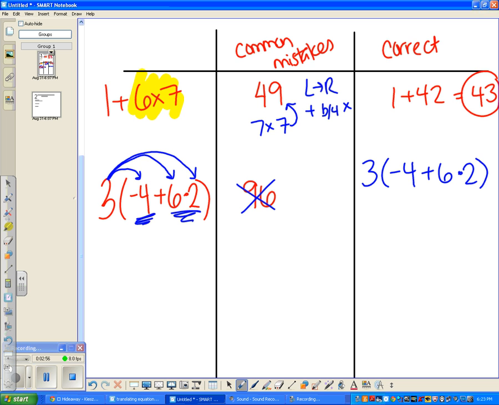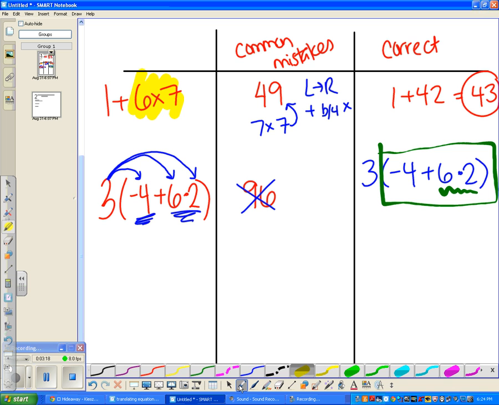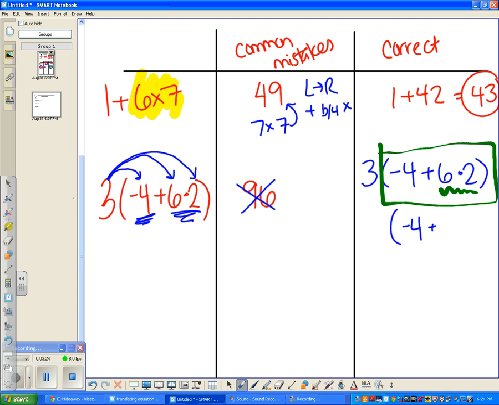If you didn't want to distribute right away and you wanted to use the order of operations, that means we have to do inside the parentheses first. And if you did it inside the parentheses first, you would have to either do, I see a subtraction sign, and you see we're really subtracting the 4, or we have 6 times 2. We've got to do the multiplication first. So 6 times 2 is 12. So now inside the parentheses, we have negative 4 plus 12.